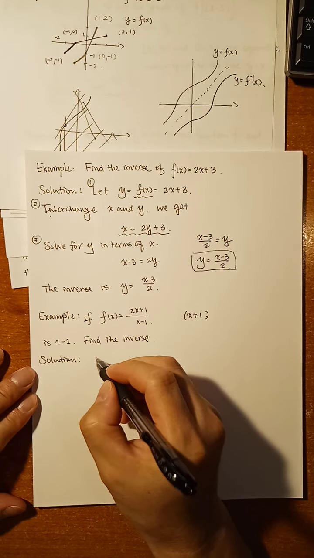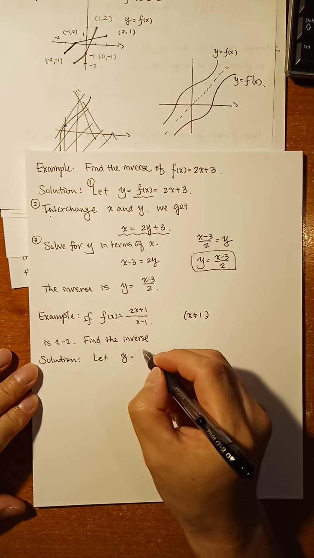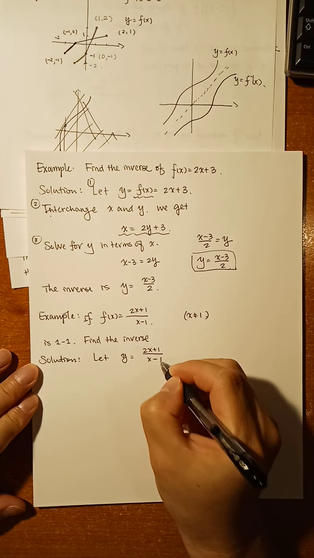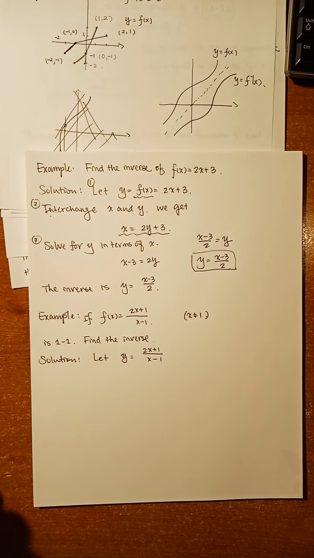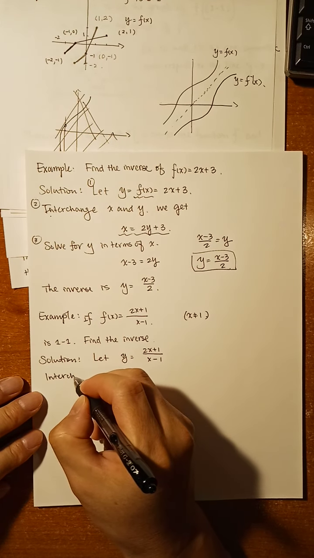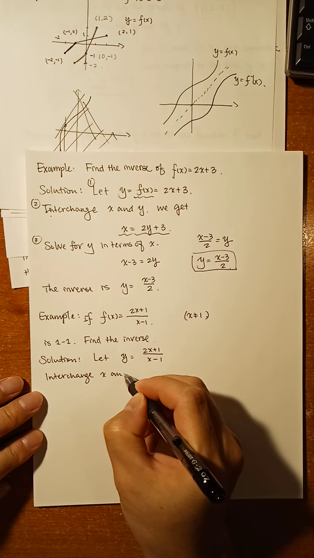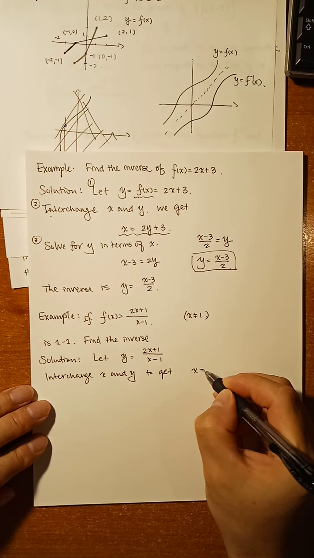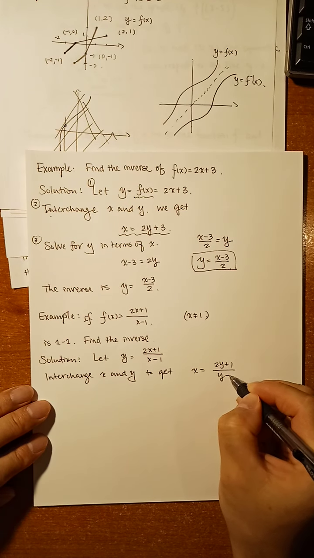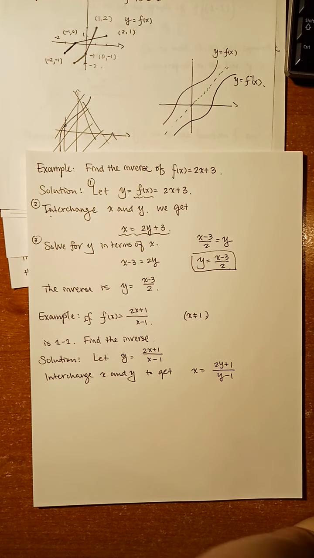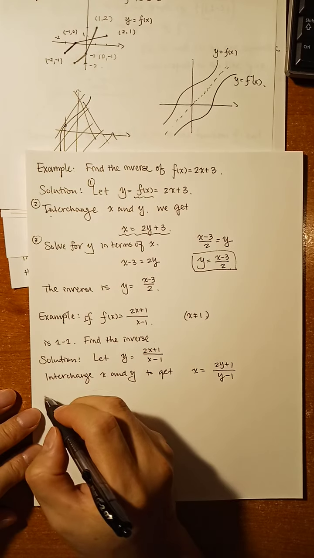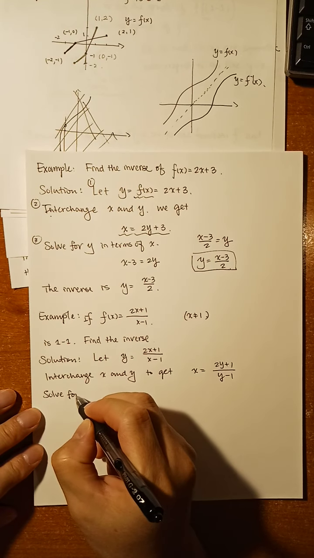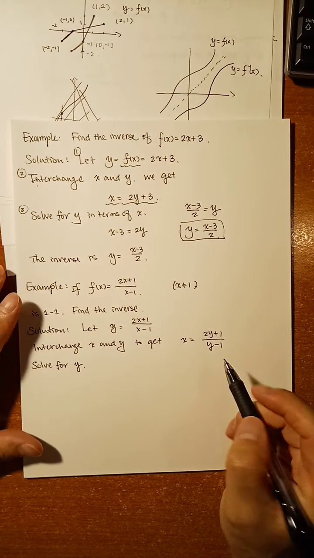How do we do that? First, we name y. We let y be (2x plus 1) over (x minus 1). We interchange x and y to get x is (2y plus 1) over (y minus 1). Okay, and then solve for y.